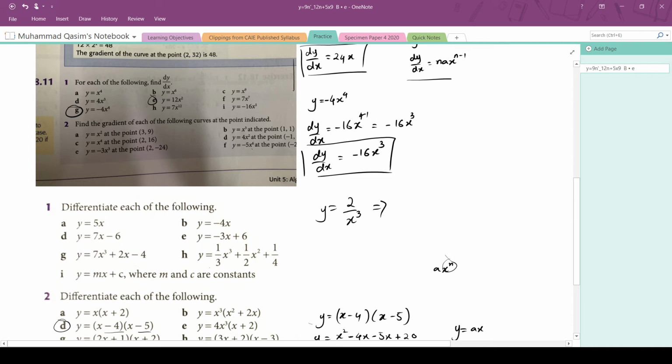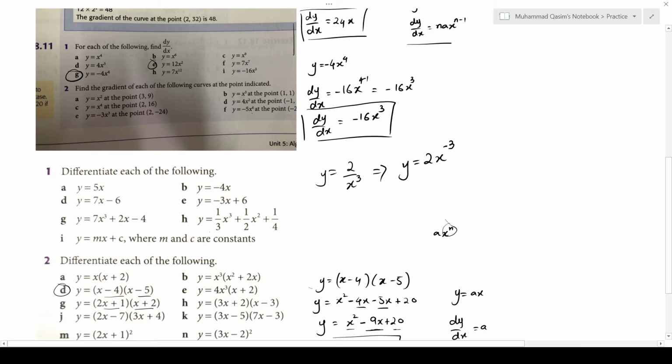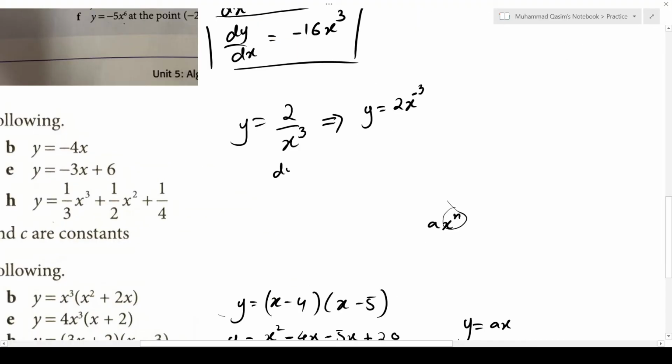If you recall the laws of indices, I can rewrite this equation as y equals 2x to the power negative 3. Now you see this is coming into the shape. Now I can easily find the derivative. So dy by dx is going to be equal to negative 3 times 2, which gives me negative 6, and the power of x is going to be reduced by 1.